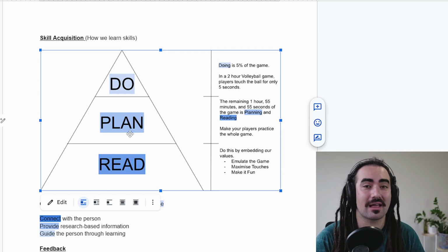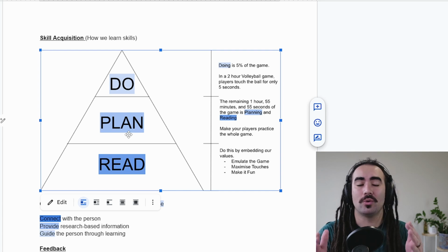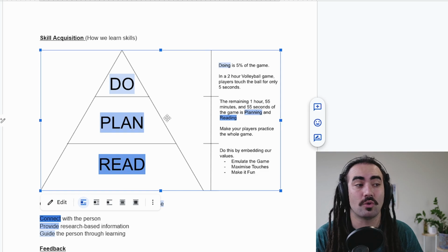Players can't learn how to read and plan if you don't provide opportunities for them to read and plan. How do we provide opportunities? We need them to play volleyball. Okay, a little bit of stats there. You can read that through if you want to later on.